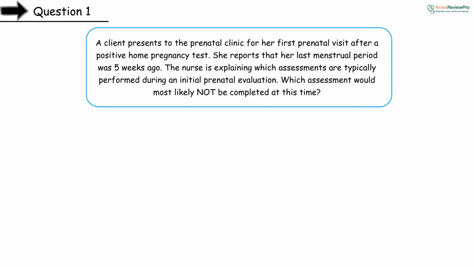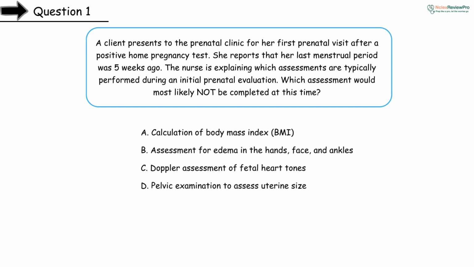Let's look at the options. Option A, calculation of body mass index, BMI. Option B, assessment for edema in the hands, face, and ankles. Option C, Doppler assessment of fetal heart tones. Option D, pelvic examination to assess uterine size. Take a moment and think about your answer.